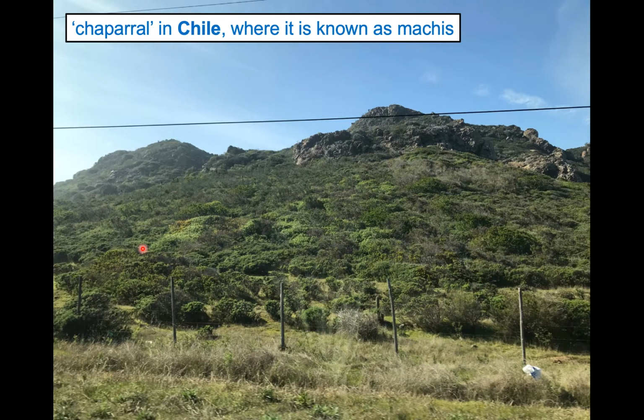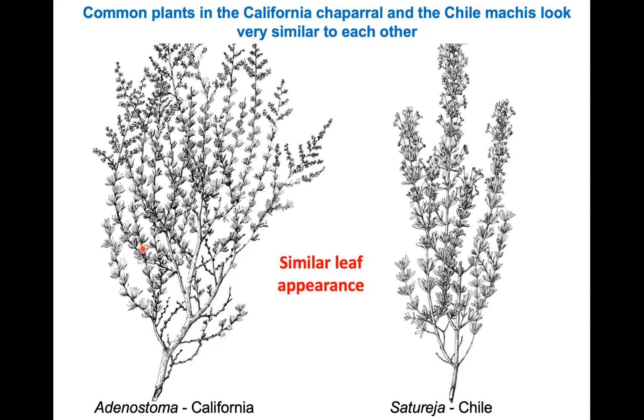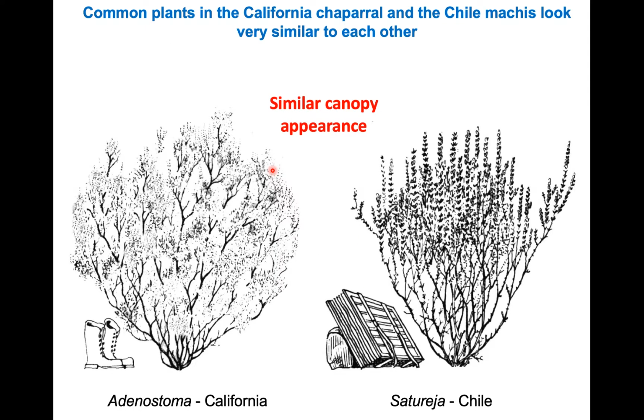But instead of me just saying that in gross generalizations like this, let's get specific. So here is an extremely common plant in California known as a dinostoma, and a very common plant in Chile called Satureia. You can see that they have similar leaves. They have these clusters of really fine, thin leaves in both of these plants. They have similar canopies. So the dinostoma in California has the shrubby shape like this, and the Satureia in Chile has a shrubby appearance like this.